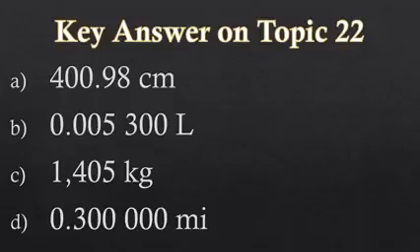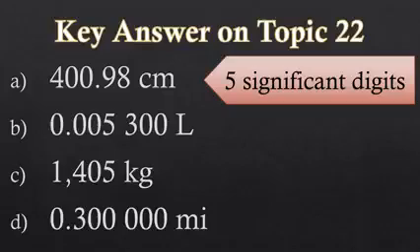So these are the key answers on topic 22 about determining significant figures. In letter A, it's just a recapitulation. In letter A, 400.98 centimeters, there are 5 significant digits. The zeros between 4 and 9, 9 and 8 are significant, so a total of 5 significant digits.